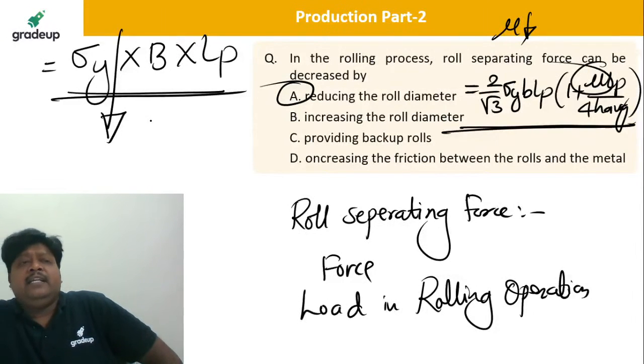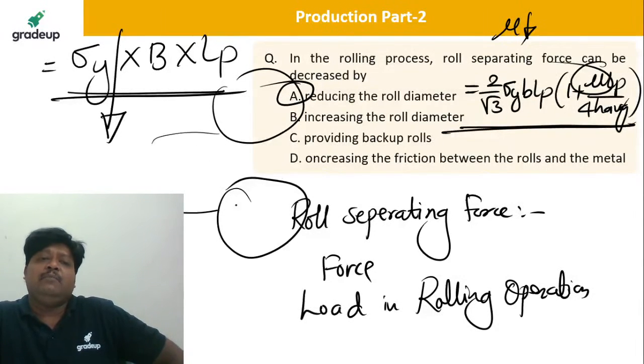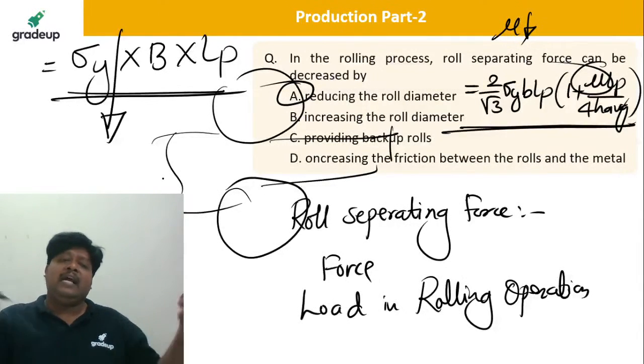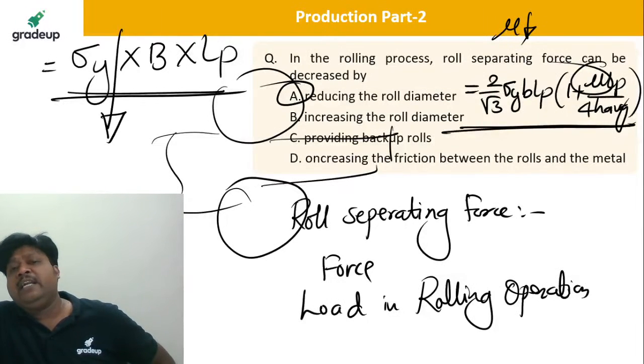I hope, again, if you provide the front and back tensions, you can create the Poisson's effect, and you can have a minimization in the load. That can also be done by the provision of front and back tension. Also, you can decrease the load.